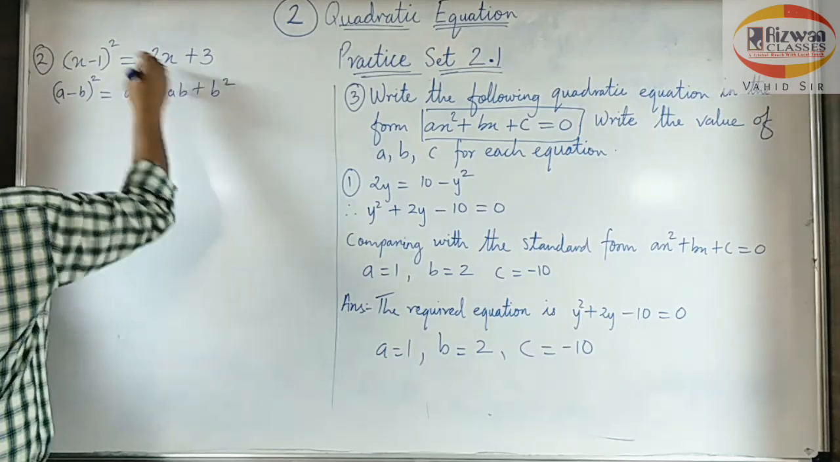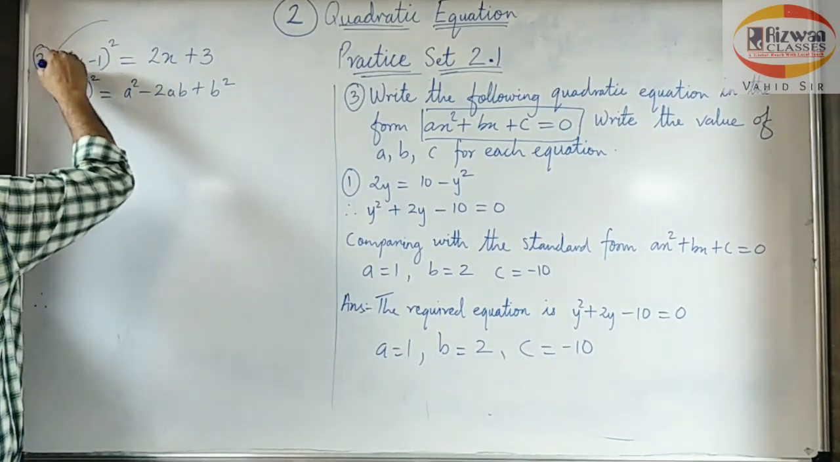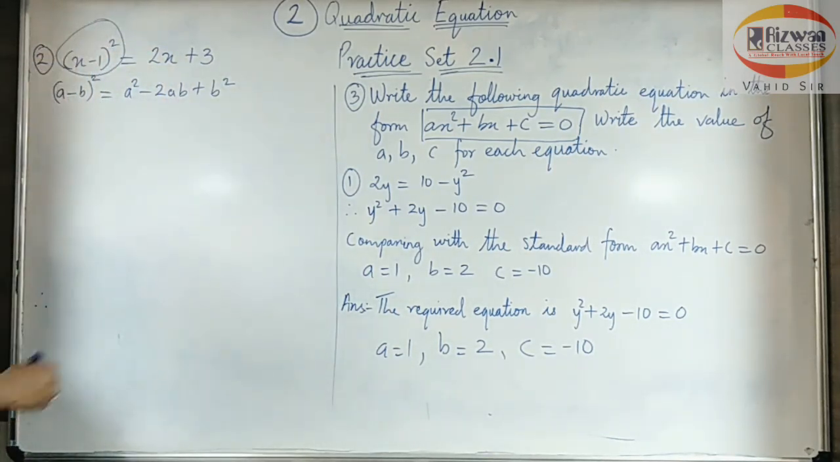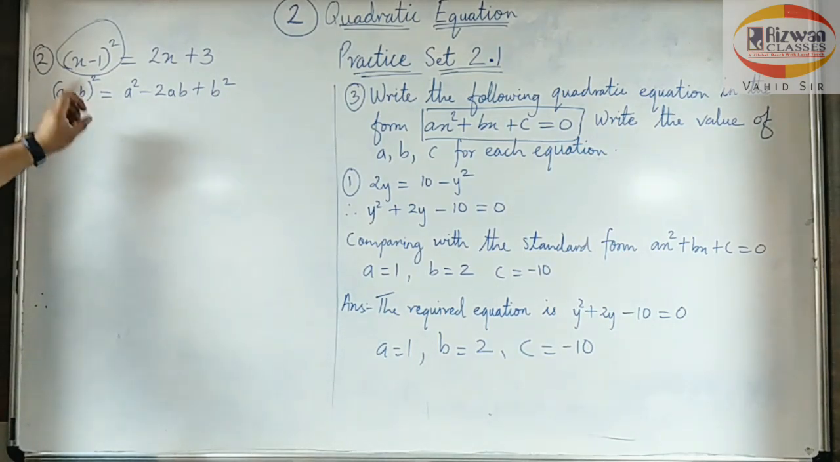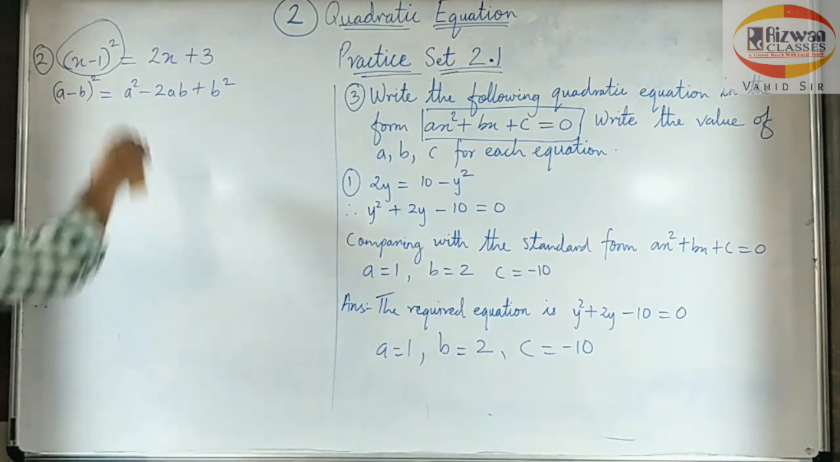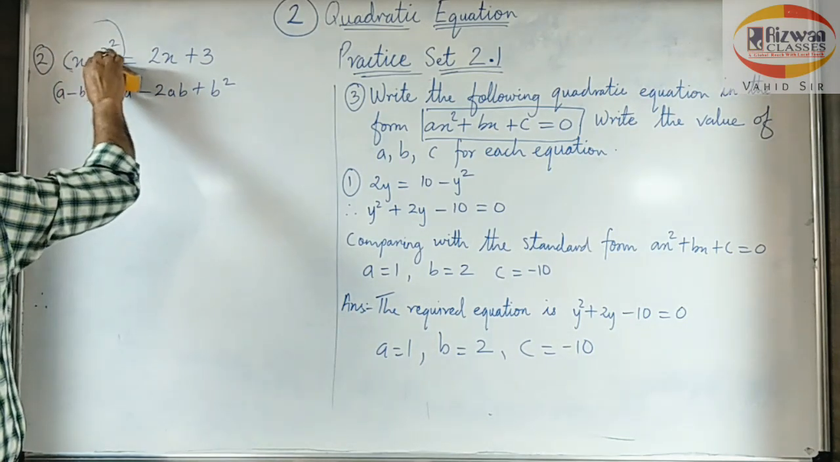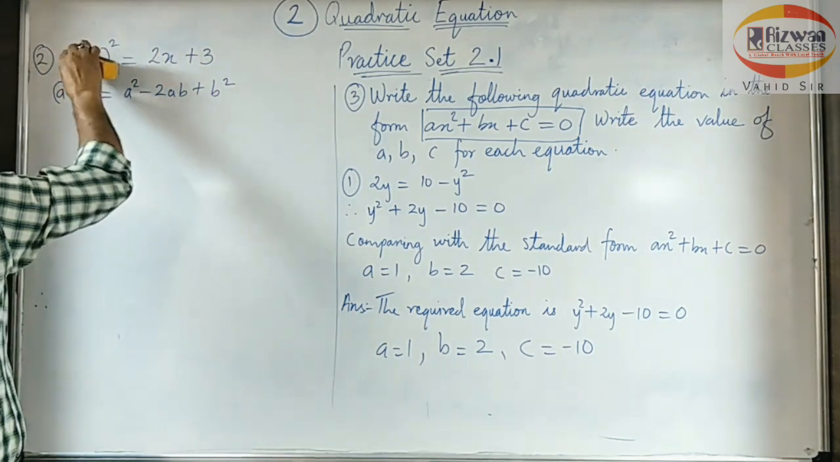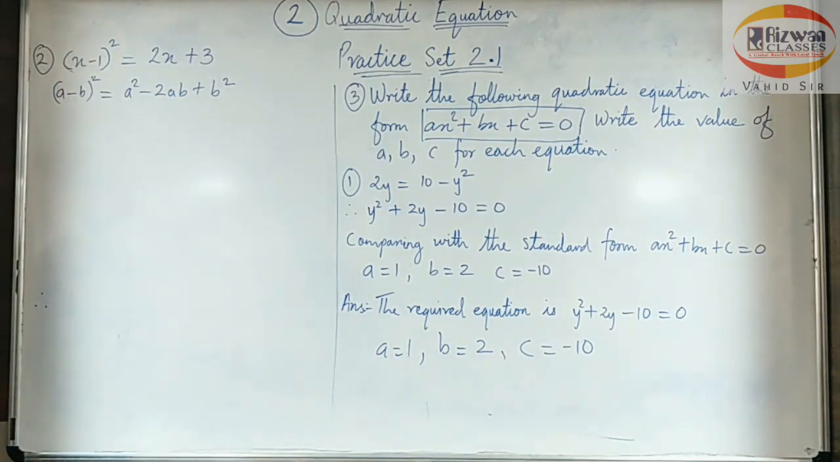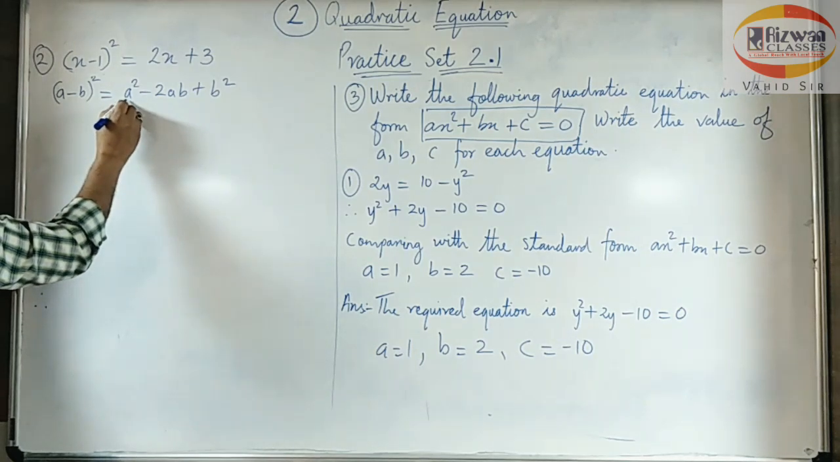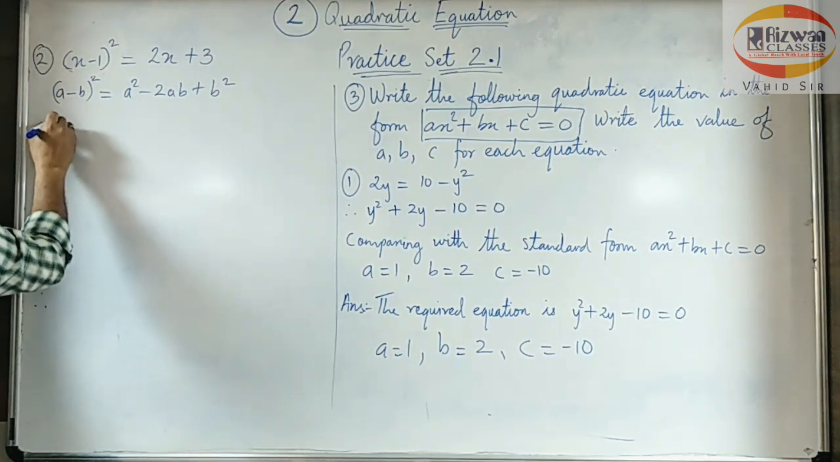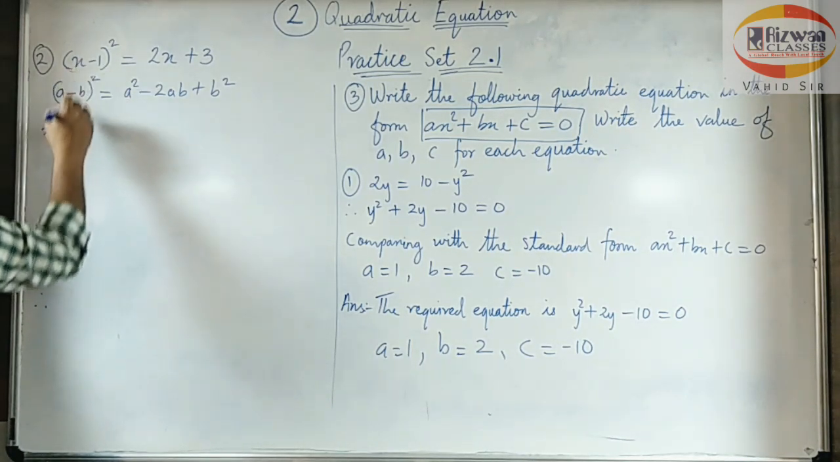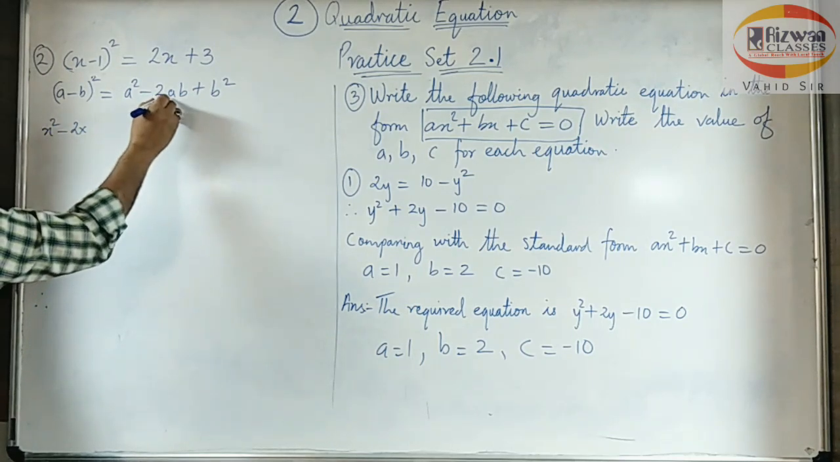Yes. So I will open this bracket using the formula for a minus b the whole square. Now what is a minus b the whole square? Here in the place of a you have x, and in the place of b you have 1. So what will come over here is a square. A square means x square, minus 2 into, a is what?